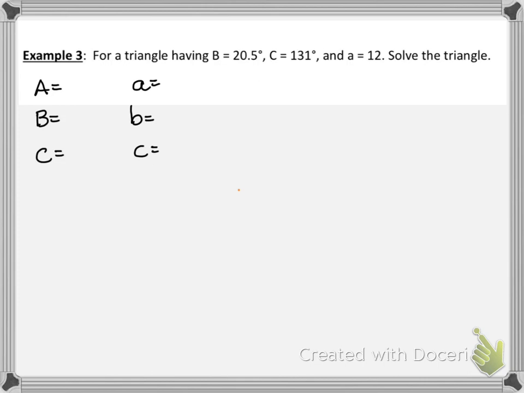They gave us capital B is 20.5 degrees, 20.5 degrees. Notice anytime I write for my capital letters, I'm always putting a degree symbol. So please don't forget that, okay? Capital C is 131 degrees. There's my degree symbol. And A is 12. So take your highlighter, mark what you're looking for. Capital A, capital B, and capital C. So let's start off with classifying. Let's see if we have permission to use the law of sines, okay?